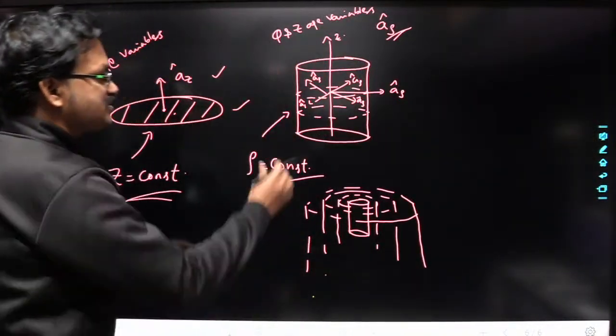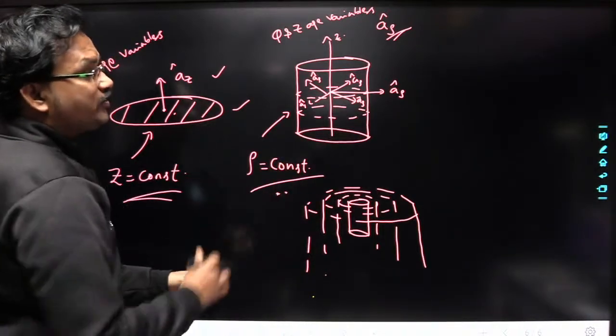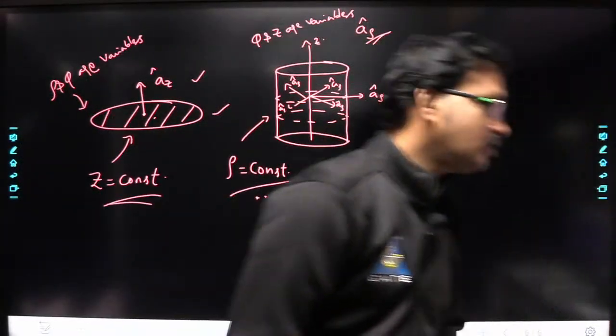Okay, so take this curved surface and extend that surface along its perpendicular direction. You are going to get the volume. Understood? Okay. Next.